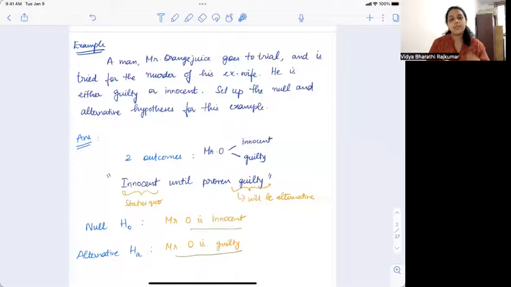Now, this is a simple example where we're defining null and alternative using simple sentences. But in statistics, we'll generally see problems where the null and alternative are defined in terms of mathematical expressions. To give you an example, suppose you're consuming a packet of chips, and the label on the pack says the pack weighs about 50 grams. But from your experience, you know that it is not 50.